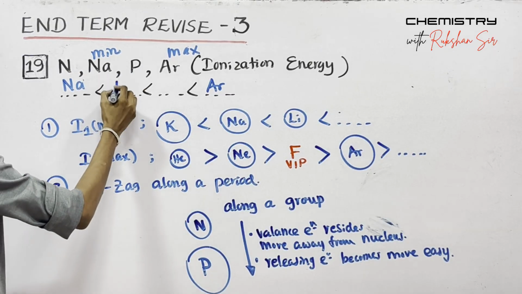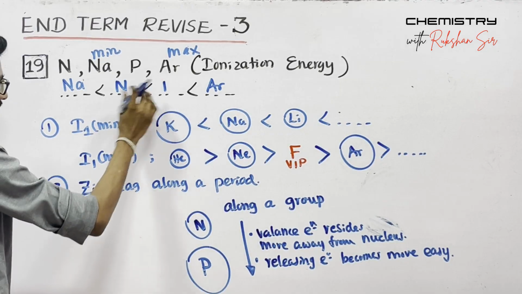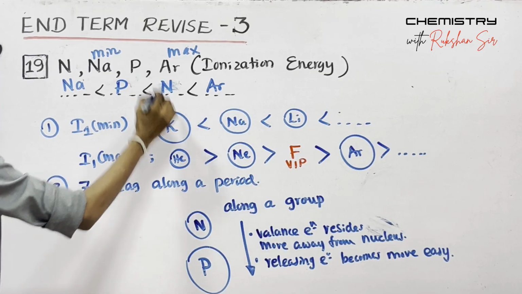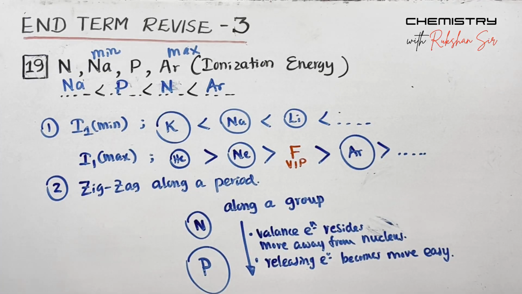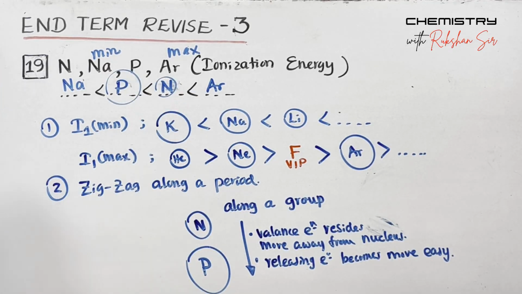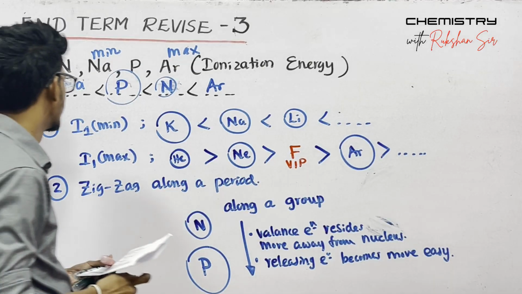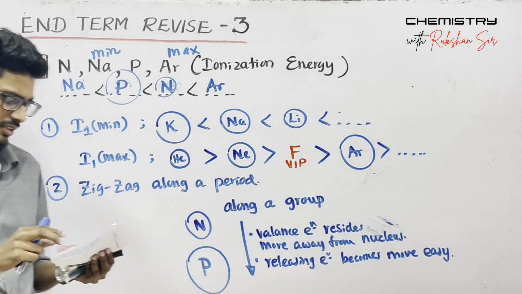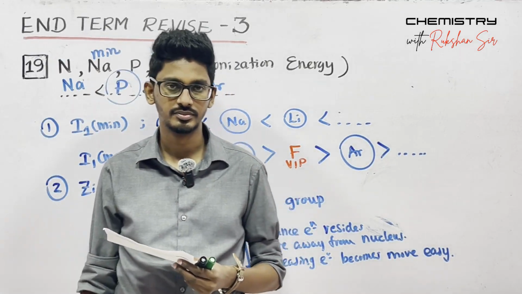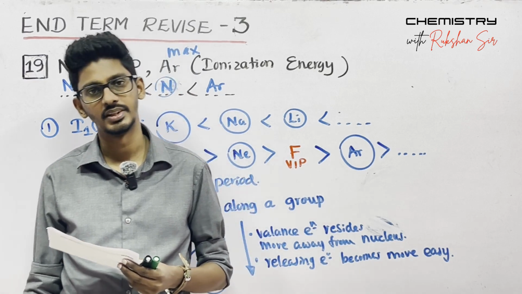So nitrogen is with a lower first ionization than the phosphorus. Sorry, phosphorus is with a lower first ionization than the nitrogen, as phosphorus is large and nitrogen is small. So the answer is going to be like that: sodium, phosphorus, nitrogen, and argon for question number 19. The answer is clear.